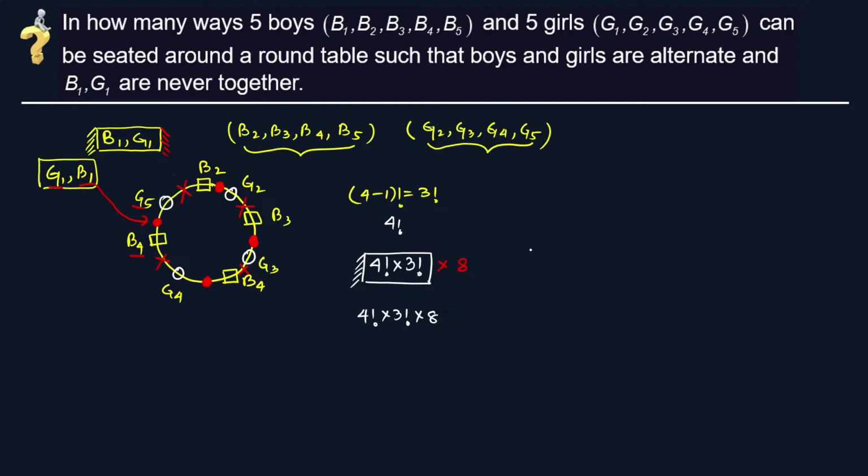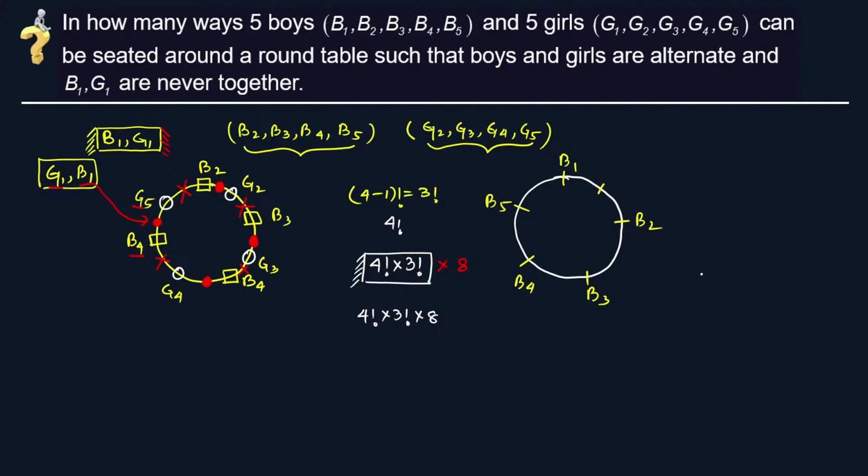Now, without any restriction, 5 girls and 5 boys can arrange among themselves alternately in how many different ways? Without any restriction. The only restriction is that boy and girl are alternate. So in how many different ways can these people sit? Say this is B1, B2, B3, B4 and B5, and your girls will be placed here.